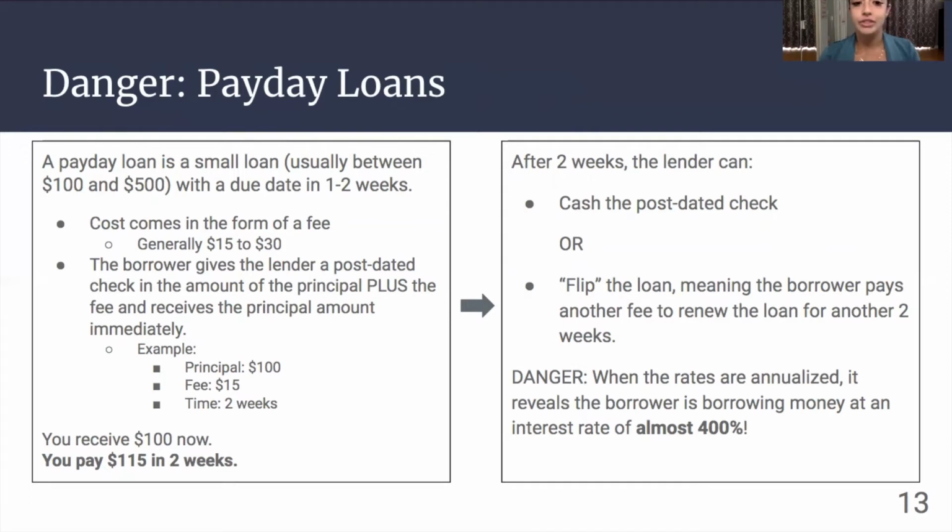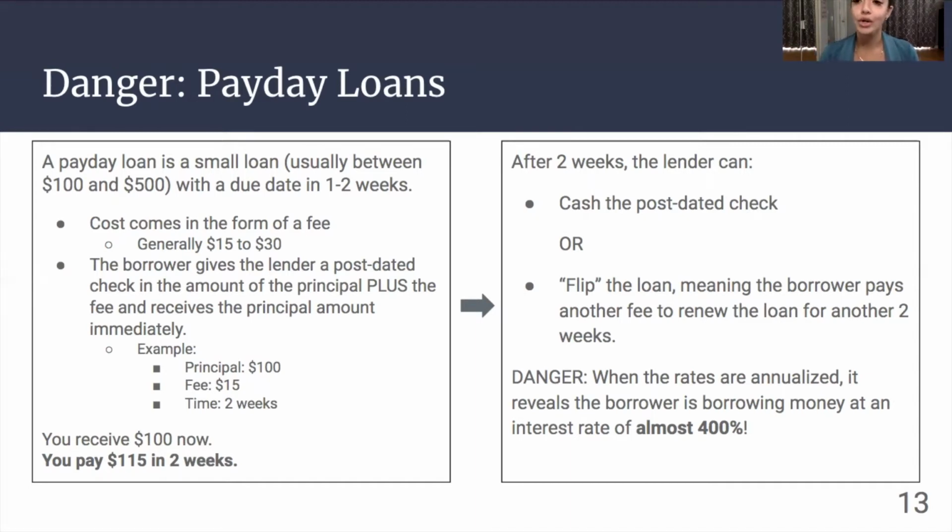It's usually $15 for every $100 that you borrow. But the borrower gives the lender a post-dated check. Let's say you need $100 and you just need it to hold you for 2 weeks. You are going to write a check for $115. You're going to give it to the lender, post-dated for 2 weeks from now. And then they are going to give you $100 immediately. You're going to receive your $100 now, but you are expected to be able to pay that $115 in 2 weeks.